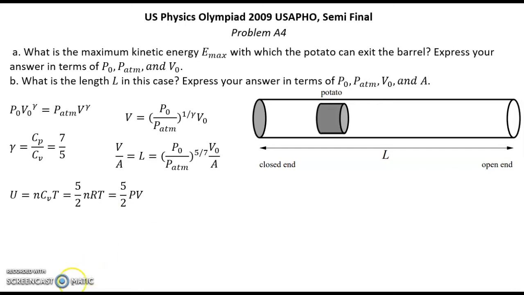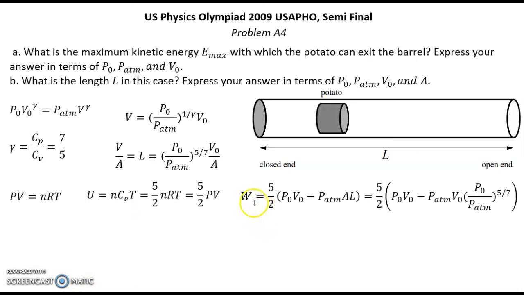Let's count it. That will be this expression, which is the work done by the gas on the other hand. So that's 5/2 P0 V0, which is the initial internal energy, minus 5/2 P final multiplied by the final volume, which is L multiplied by L. And now we can put in numbers, and we have this expression for the change of internal energy.